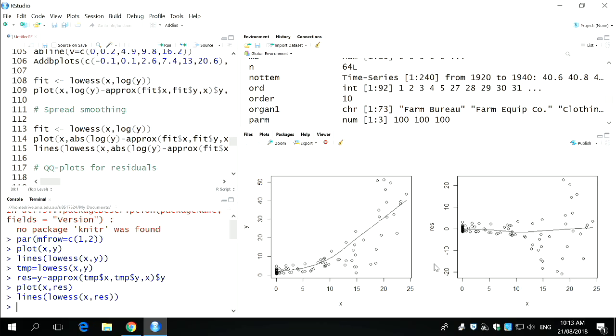So you take Y, subtract off your interpolant here. Once you've got your residuals, you want to plot your X versus your residuals.